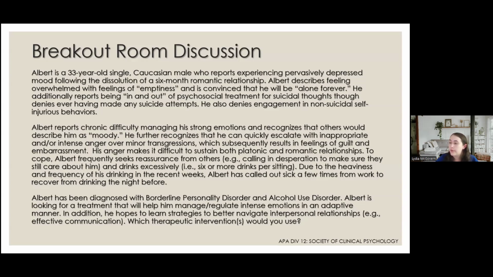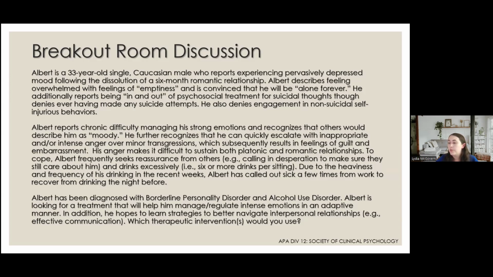To cope, Albert frequently seeks reassurance from others, like calling in desperation to make sure they still care about him, and drinks excessively, meaning 6 or more drinks per sitting. Due to the heaviness and frequency of his drinking in recent weeks, Albert has called out sick a few times from work to recover from drinking the night before. Albert has been diagnosed with borderline personality disorder and alcohol use disorder.